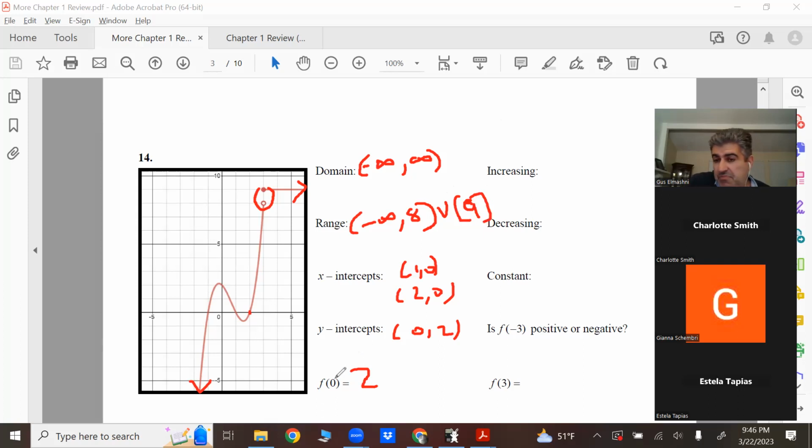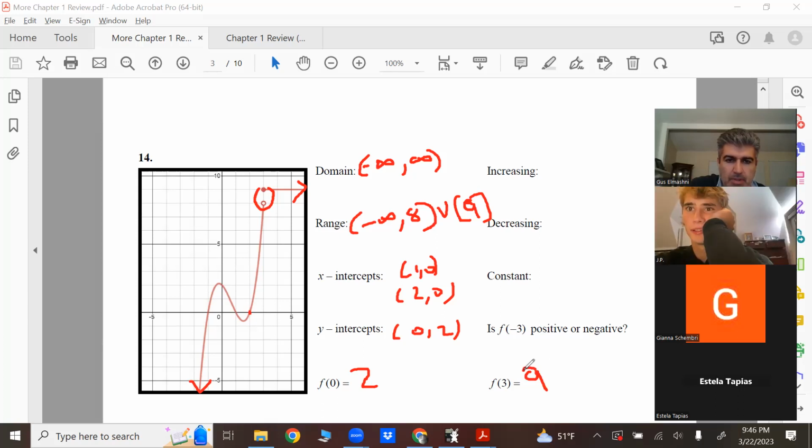F of 0 is 2, right? Just y at x equals 0. F of 3 is, I'll make it very clear on the test, but I believe, oh wait, F of 3, duh, it's obviously 9. It will be labeled. My bad. No, it's 9. You go to the filled in one. Oh my! It's constant from 9 to infinity. Sorry, from 3 to infinity.